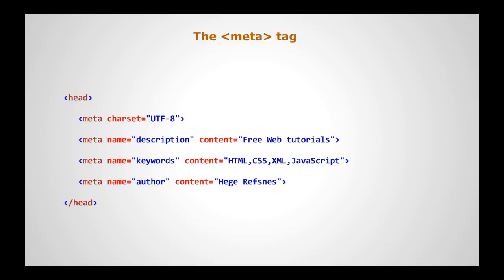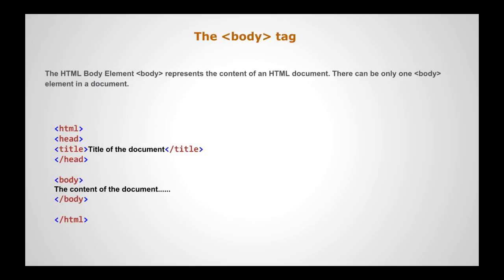Finally, we have the body tag, and this is where the main content of the web page resides, and this is what the user sees. In the body section, the web developer displays text, links, images, videos, tables, and many other things to the user. Basically, everything that the user sees or interacts with resides here within the body section.